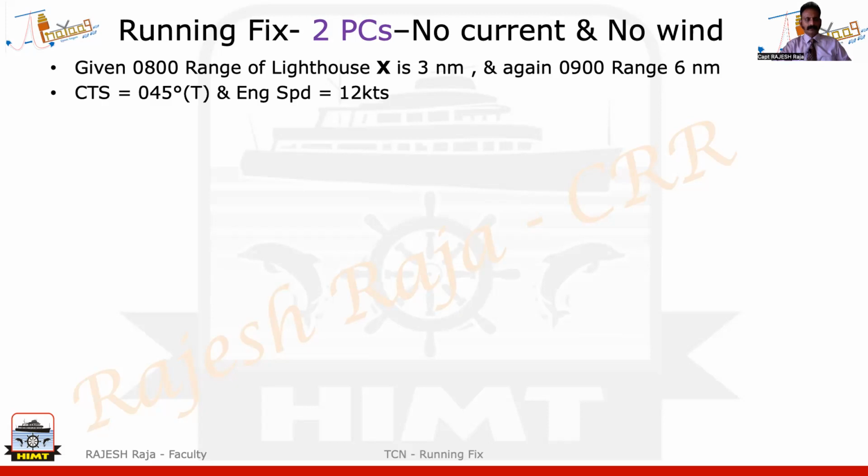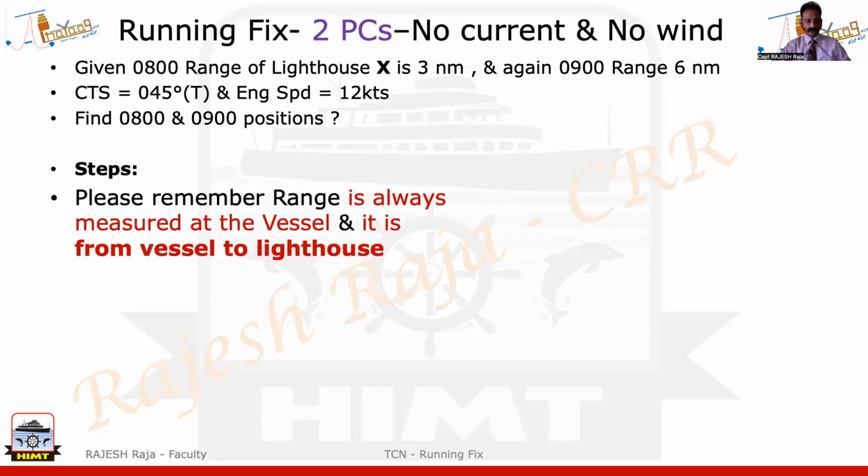Now, let us say CTS is given and engine speed given. And the question asks you to find 8 o'clock and 9 o'clock positions based on these two position circles. Now, please try to correlate whatever we did in the steps we did in position line. They'll be very similar. The only thing is line is a line, circle is a curved structure or figure. So there are slight differences and variations.